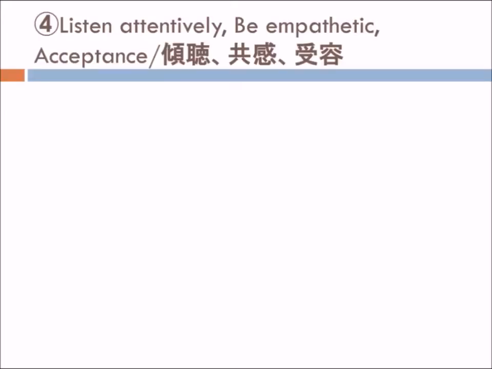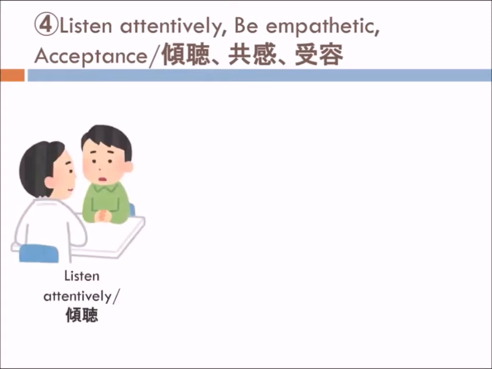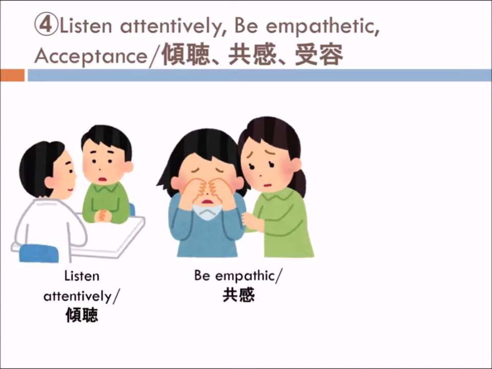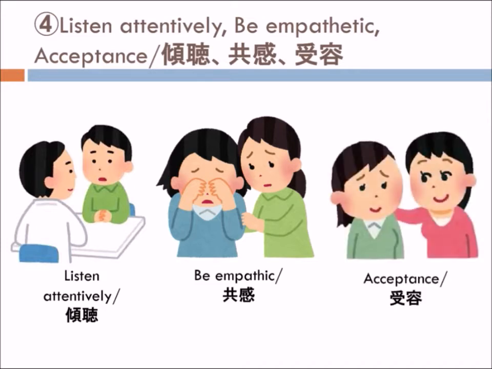Listen attentively. Be empathetic. Acceptance. Listen attentively. Attentive listening implies listening to the speaker carefully, correctly, and eagerly, showing it in your attitude. Be empathetic. Empathy implies sharing other opinions and feelings. It is important to try and understand things from the other party's standpoint. Acceptance. Acceptance implies accepting the other party's opinions and feelings without denying or admitting them.